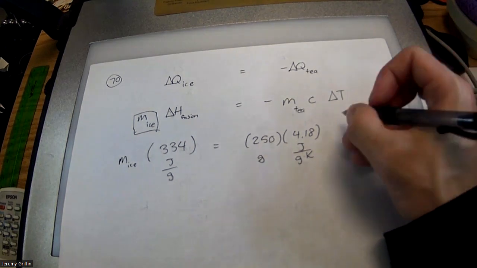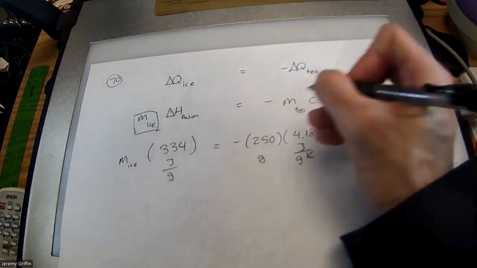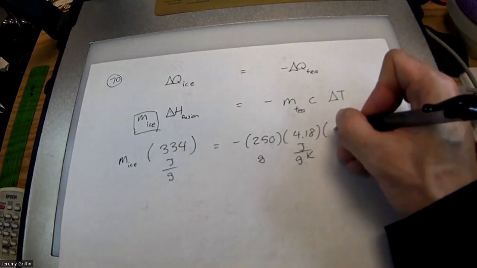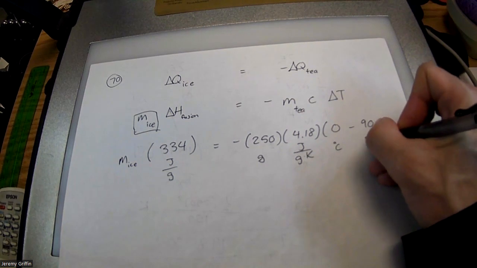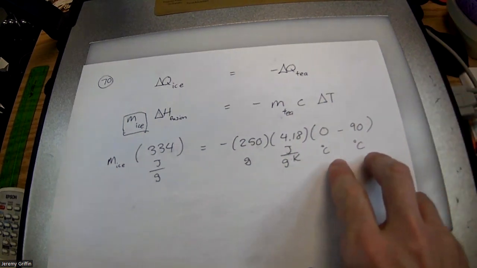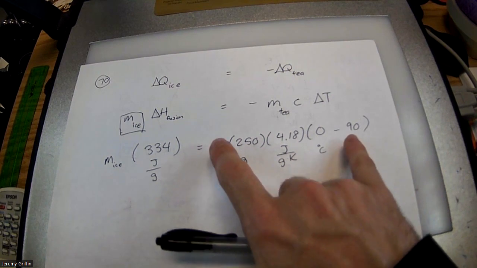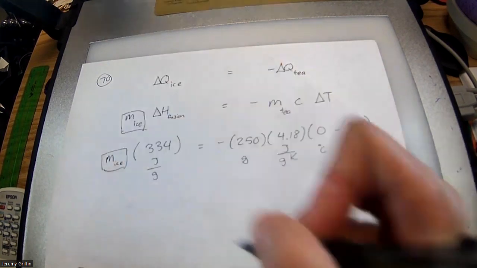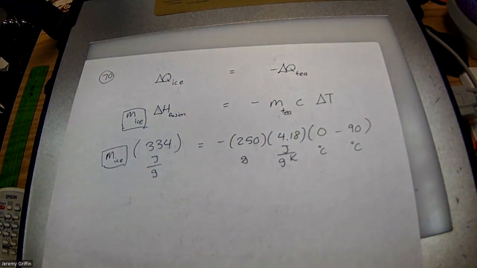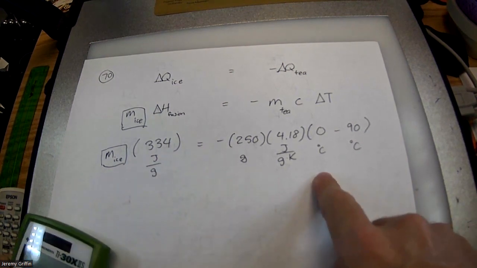And the temperature change, well, it went from 90 degrees down to 0 degrees. So final minus initial will be 0 degrees Celsius minus 90 degrees Celsius. Now that would create a giant negative number, but don't forget that there's also a negative slapped on the outside. So the negatives are going to cancel, makes it positive. That means we can get a positive mass of ice, which is a good story. Last step, I'm going to take the 334 joules per gram and divide it down.